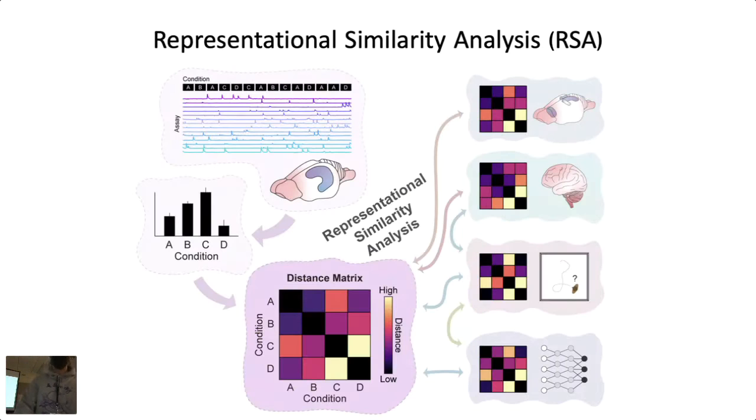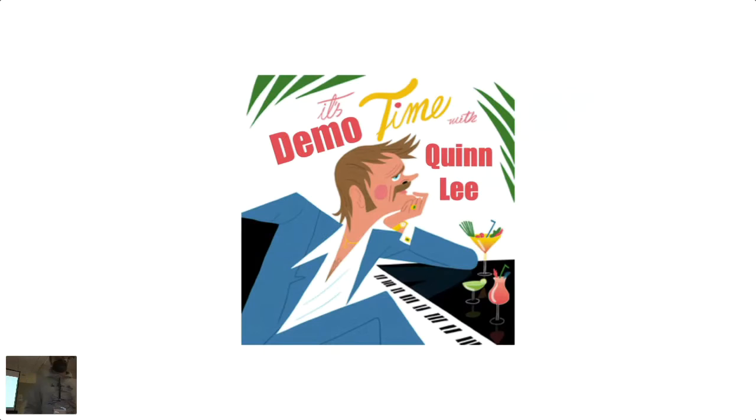Okay, so how can we use rate maps or other assays of neural activity with representational similarity analysis, and then compare the representation in the mouse hippocampus to theoretical models? So we're going to do the demo now.